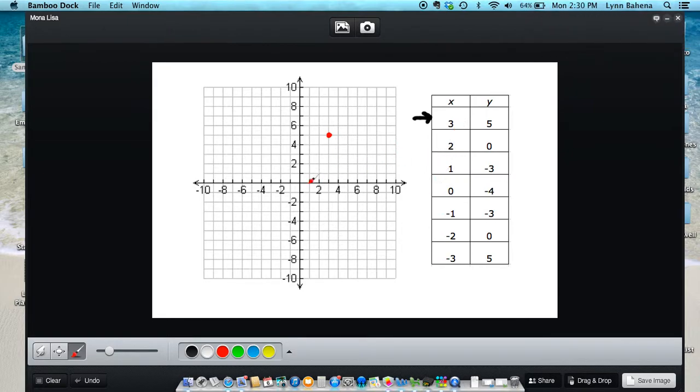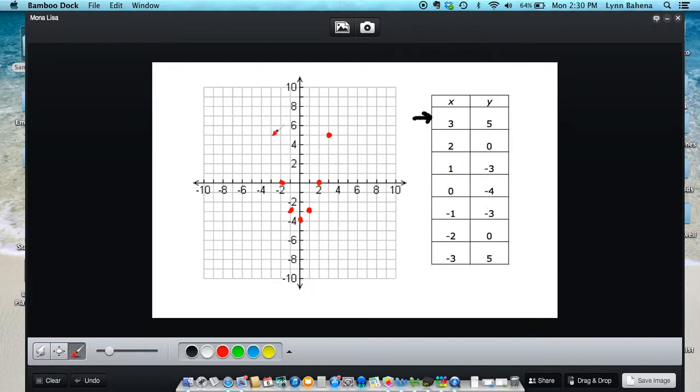Okay, so I've got 2, 0, so I'm going over 2 and up 0, so there's my second point. I'm going over 1 and down 3, 1, 2, 3. There's another point. I have 0, -4, so I'm going over 0, down 4. Okay, I'm going over -2, up 0. Oops, I missed one, sorry. I have to go over -1 and down 3. Forgot that one. And then last but not least, I'm going over -3 and up 5.